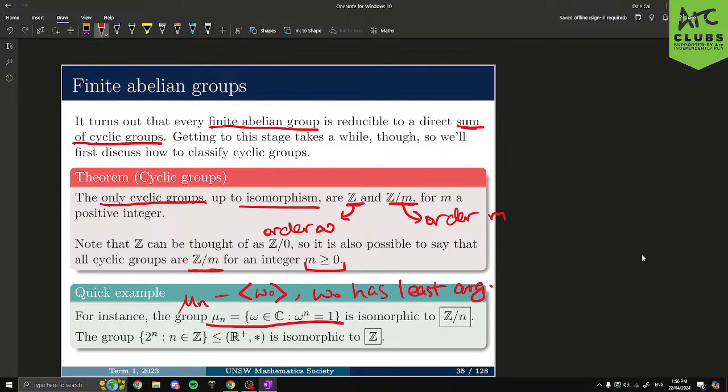Since mu1 is equal to this, and this has an order of n, then it's going to be isomorphic to Z mod n. And then if we look at the group of the powers of 2, since elements have infinite order, because you can't take one of these elements to some power and have that equal to 1, then it's isomorphic to Z, right? Because each term has infinite order.